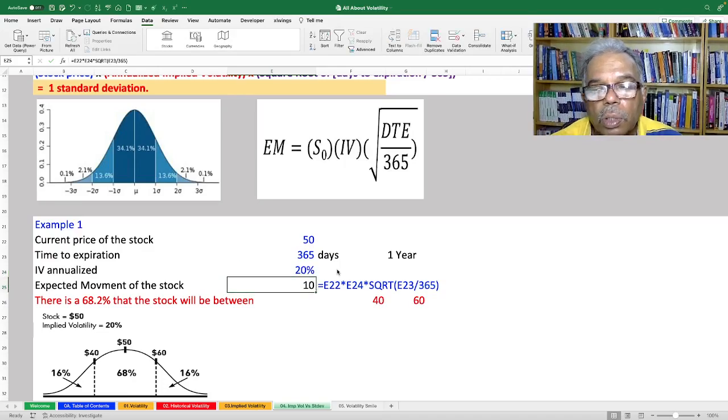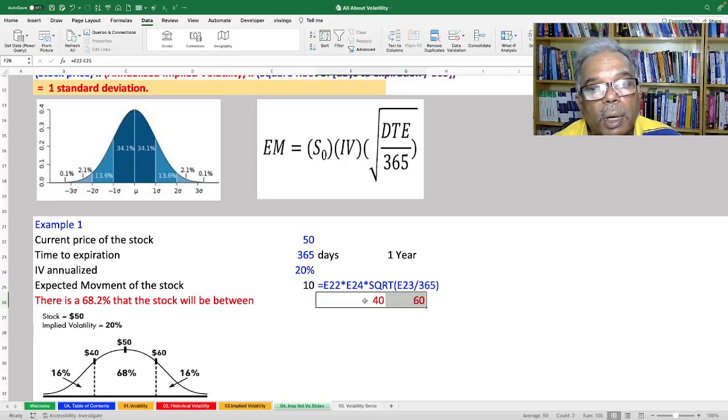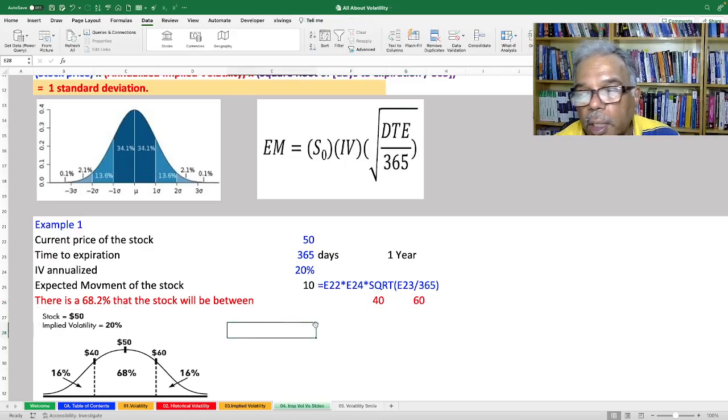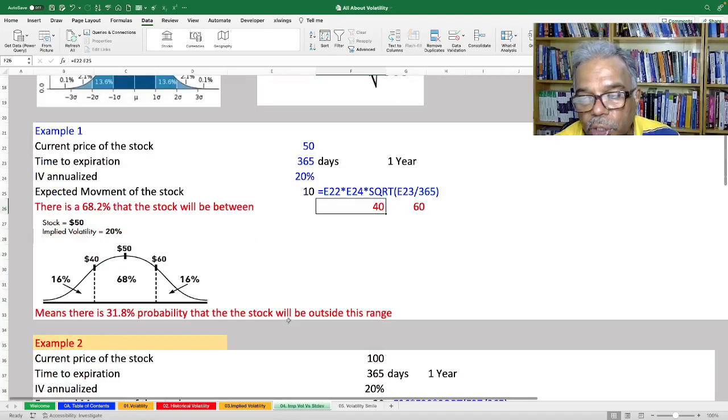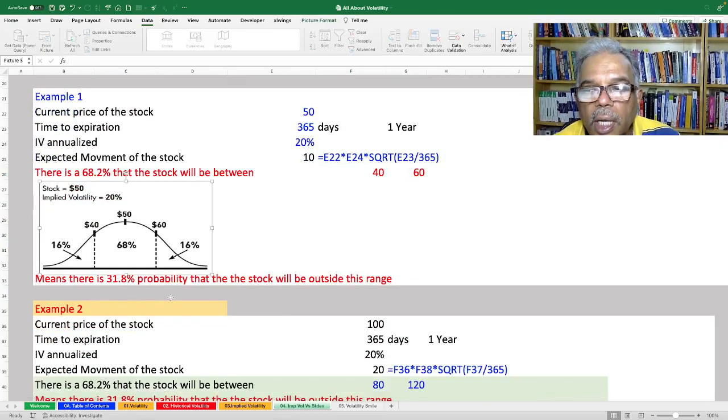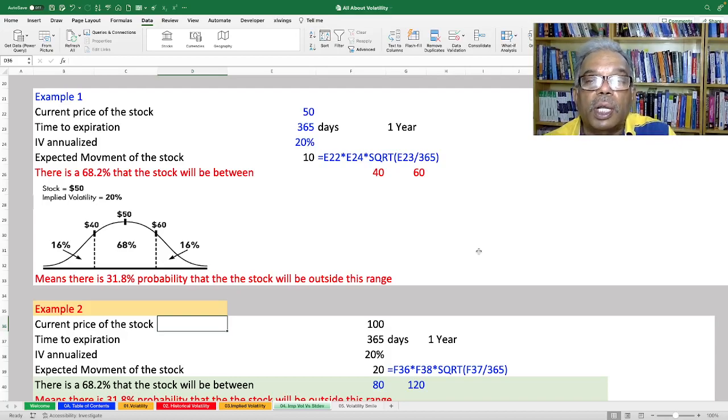So now, using implied volatility, we are able to estimate, for one standard deviation, what could be the stock price movement, what could be the range, and the probability. If we say 68.2% probability, the stock will be between 40 to 60. That means there is a 1 minus 68.2%, that is a 31.8% probability the stock will be outside the range.